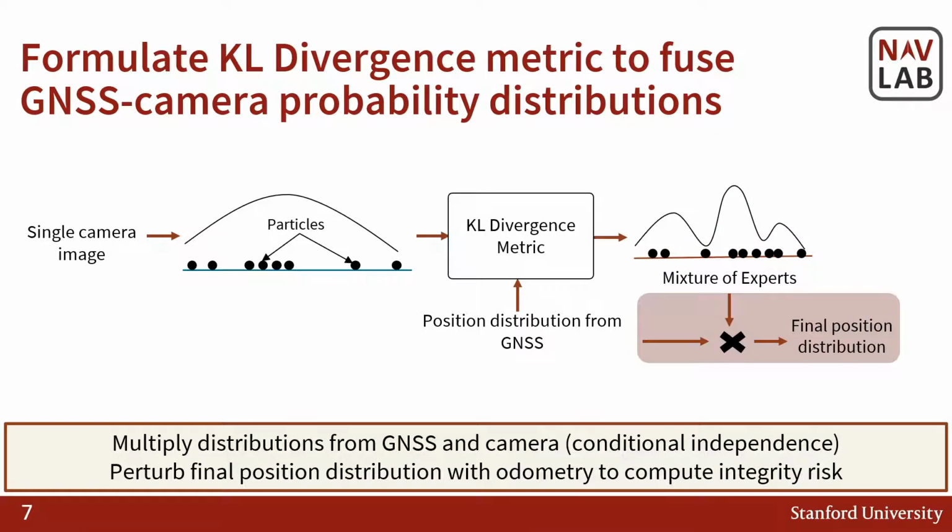Finally, assuming conditional independence, we derive the final position distribution. We then perturb this distribution using IMU motion data to derive the integrity risk for a given alert limit.